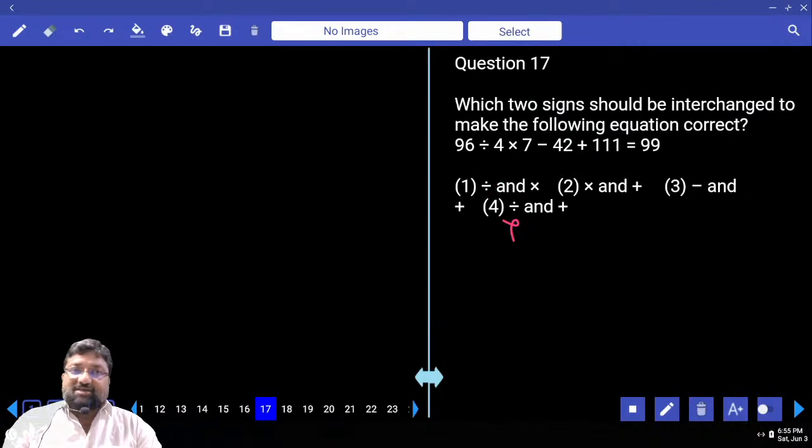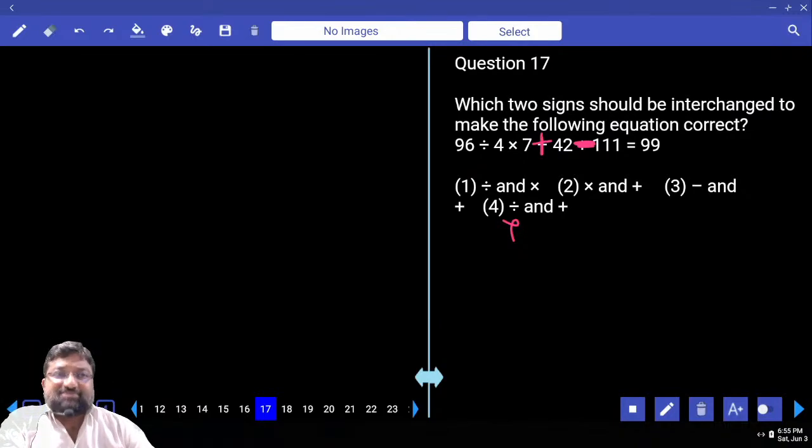So then what do I do? I will try with the third option. What to do in the third option? Minus and plus. This becomes plus, this becomes minus. 96 divided by 4. Is 96 divisible by 4? Yes. How many times? 24. Then 24 into something. 24 into 7 is how much? 168. 168 plus 42 is 210. 210 minus 111 is 99.